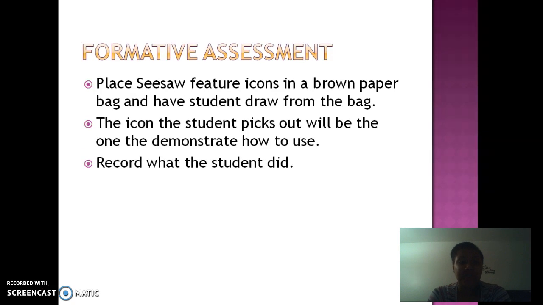For the formative assessment of this project, I decided that we would place icons inside of a brown paper bag, the ones that are featured on the website, and then have the students draw from the bag. Whichever icon they drew, I would have them demonstrate how to use it. During this time, I would take notes and record what the student did, and from there I would know what they needed to work on, or if they understood how to use that certain icon.